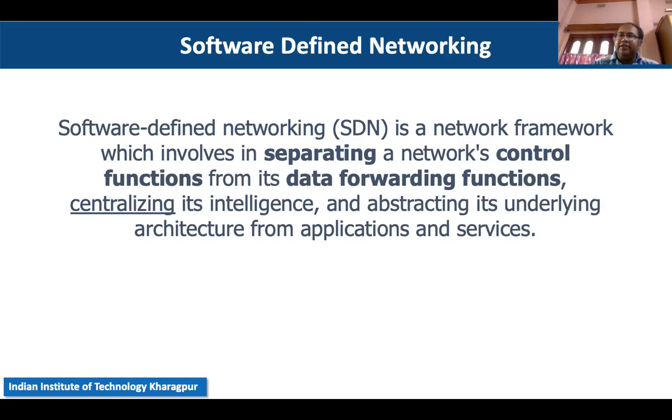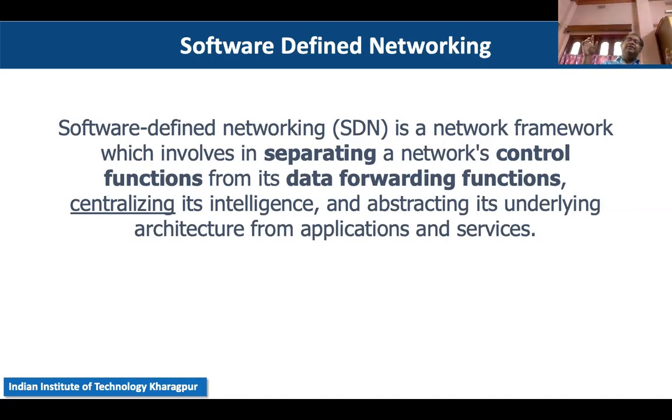Software-defined networking is a network framework which involves separating a network's control function from its data forwarding function, centralizing its intelligence and abstracting its underlying architecture from application and services. If you remember, in our basic routing architecture, we have the data plane and the control plane. The task of the data plane is to do the forwarding, whereas the task of the control plane is to build up the routing table. The major complexity in a router comes from the control plane, because the data plane is very straightforward. You have the information in your TCAM hardware. Whenever you get an input packet, you make a match and accordingly decide what the output interface is, and copy the packet to that output interface. So it is very much simplified.